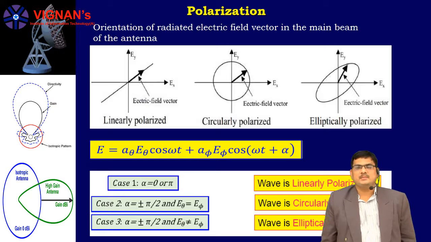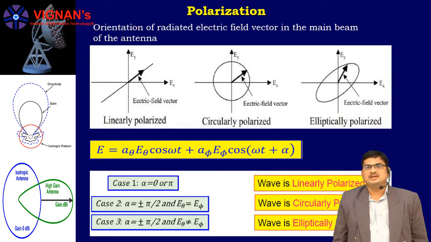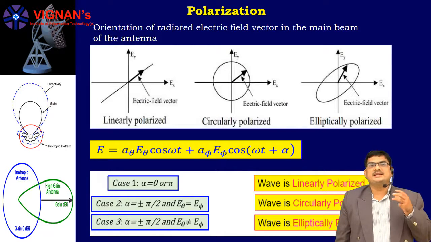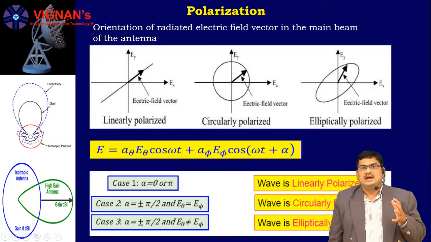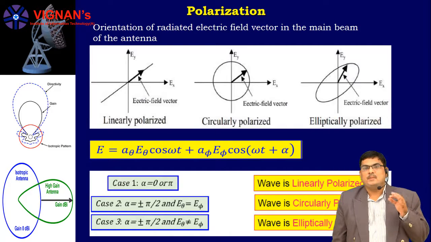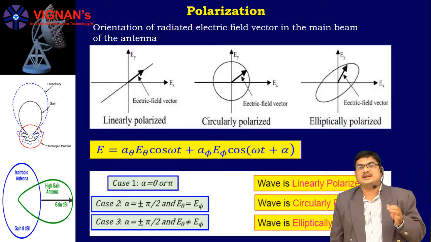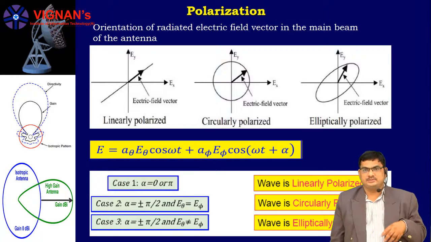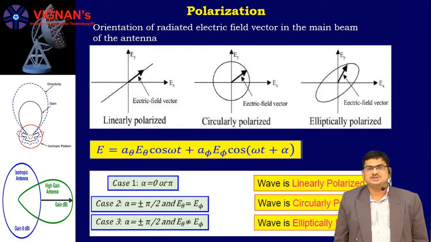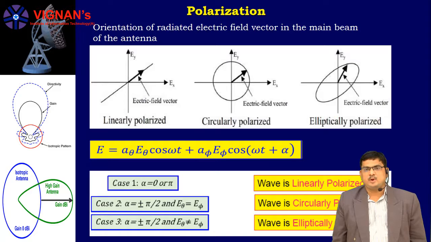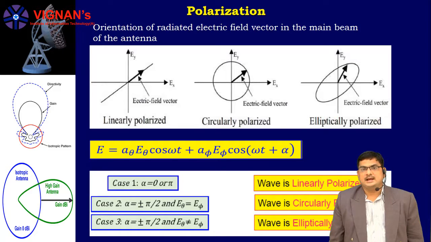The next important parameter is polarization. Polarization is the physical orientation of the antenna, or the radiation of your antenna in a particular direction. Polarization shows you the characteristic of your antenna, in which direction your antenna is radiating. Polarizations are classified into three types: one is linear polarization, second is circular polarization, and third is elliptical polarization.